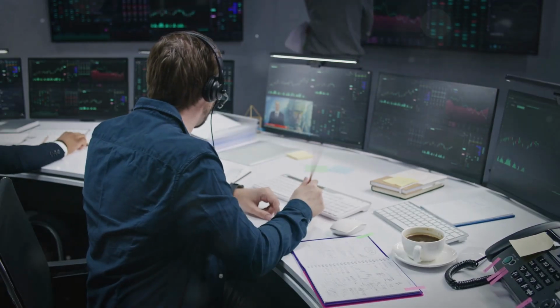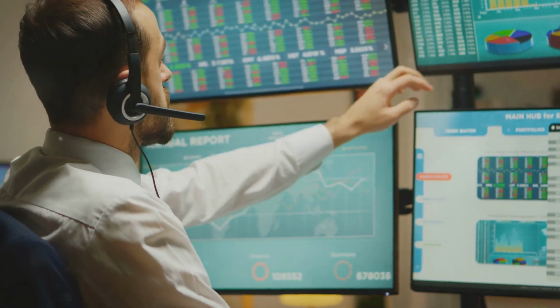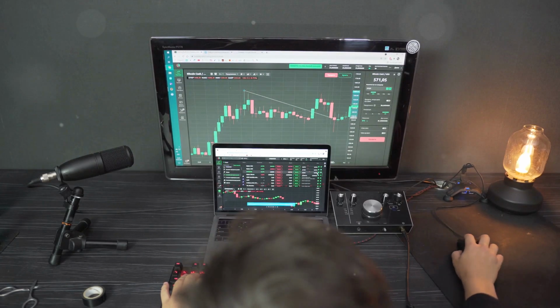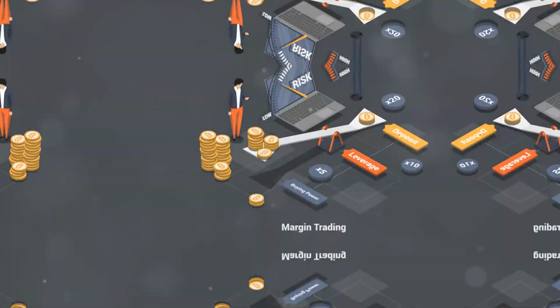Next, let's talk about trading futures. Futures trading also requires a brokerage account that supports futures contracts. When you trade futures, you can go long, which means buying if you expect the asset's price to rise, or go short, which means selling if you expect it to fall.